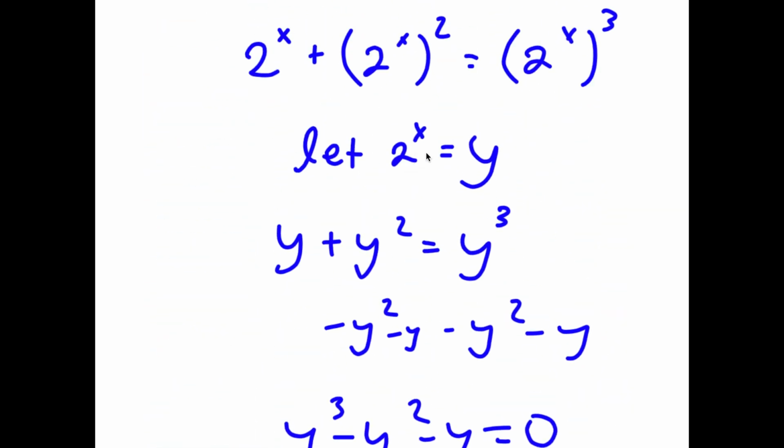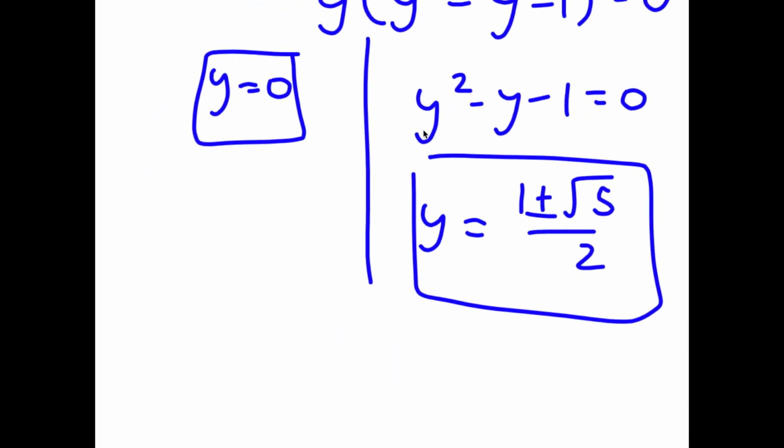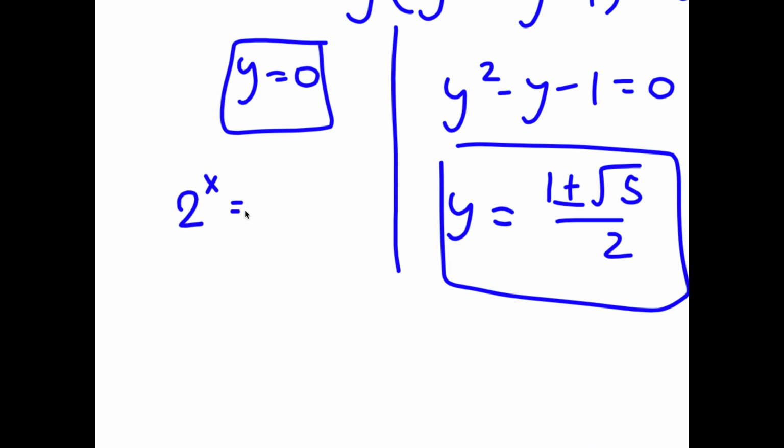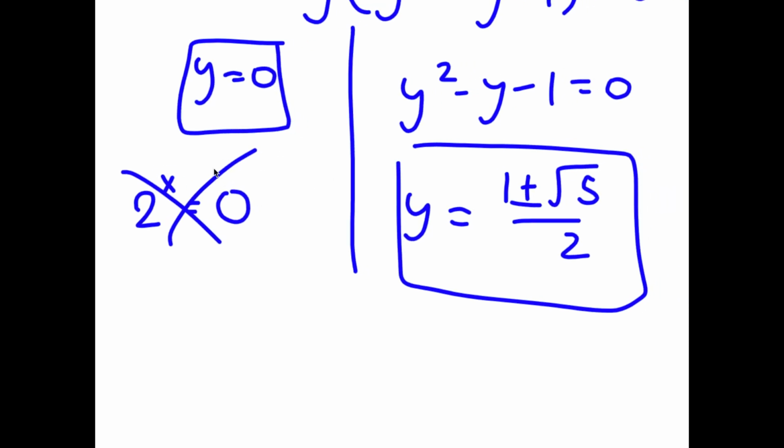Now remember how we set 2 to the power of x equal to y. So first off, I have 2 to the power of x is equal to 0. And you can't take 2 to the power of a number and make it equal to 0. So this is wrong, and there is no solution of x here.